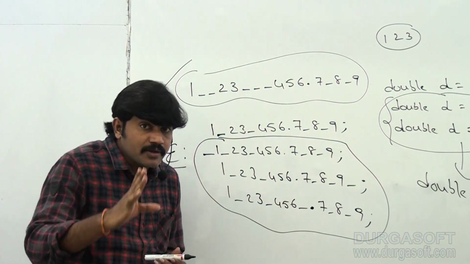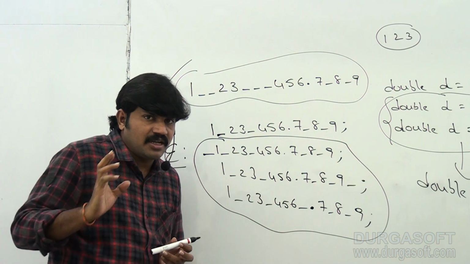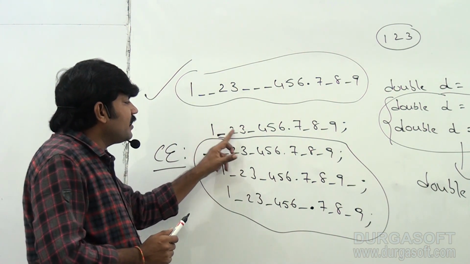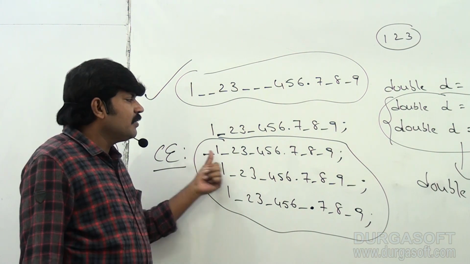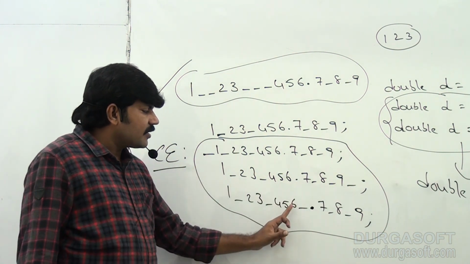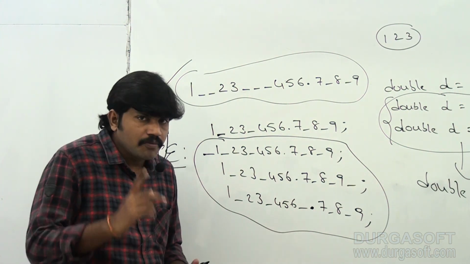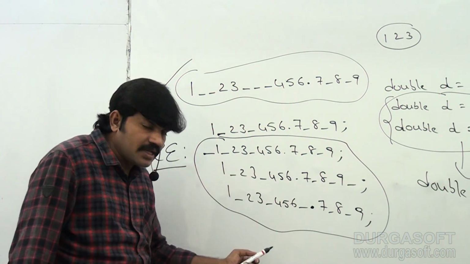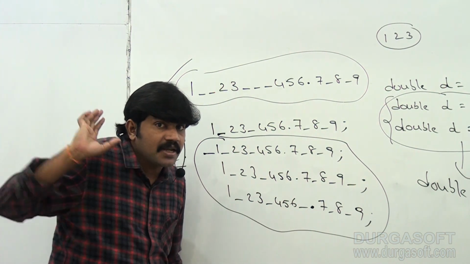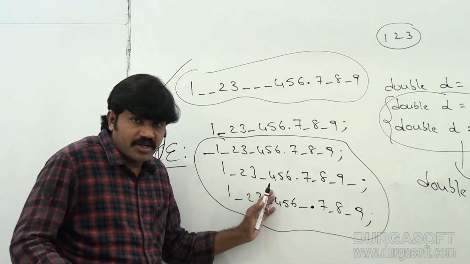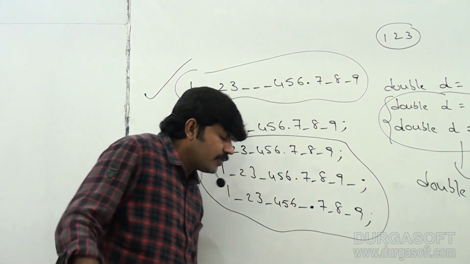Remember, we can use the underscore symbol only between the digits, not at the beginning, not at the last, and not between a digit and a decimal point. We are not allowed to use it. By mistake, if you use it, immediately you are going to get a compile time error. Take very special care about this point. Any doubt about this one?